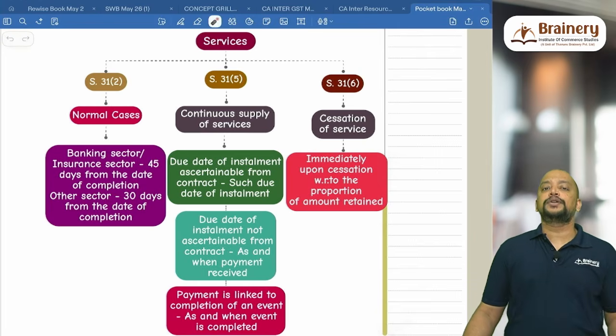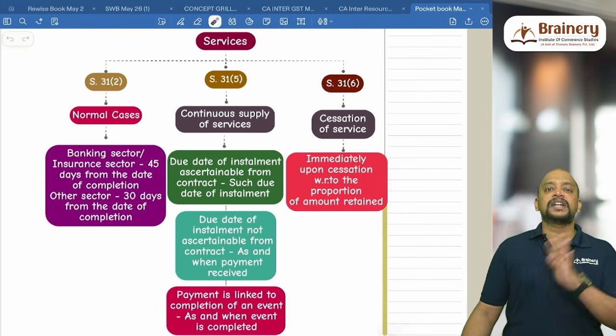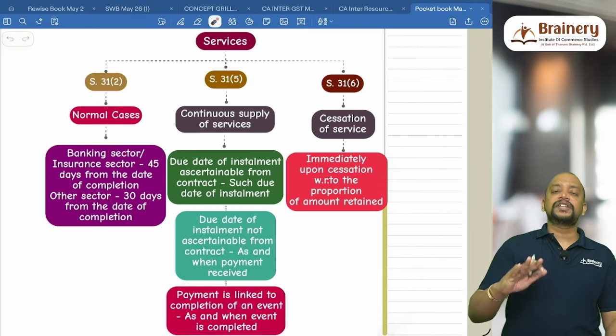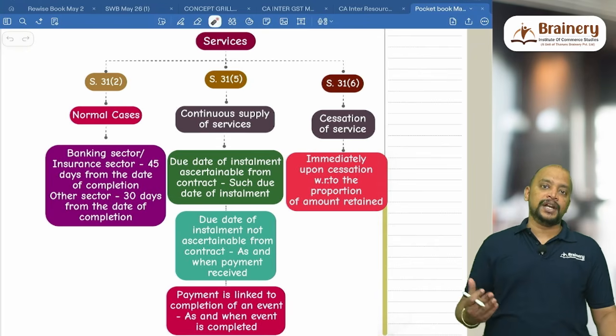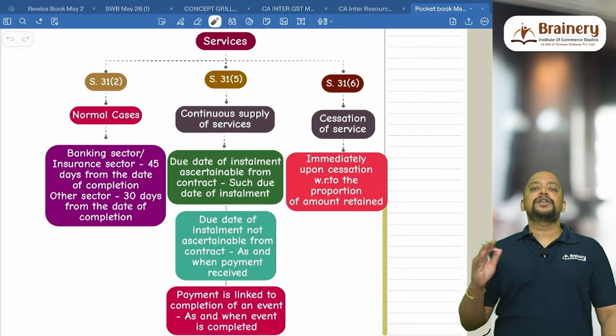For example, we enter into a contract to provide services for 50 days, and each day 1 lakh rupees will be taken as the value of supply. So we provided the service for 5 days, and thereafter we have stopped the services. Means for those 5 days we need to raise the invoice accordingly. So for 5 lakh rupees we need to raise the invoice immediately upon cessation. So we don't have to wait.